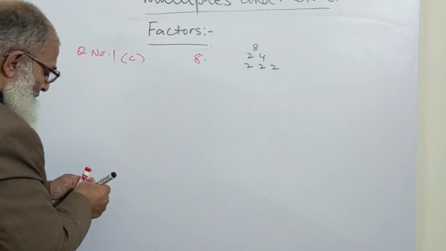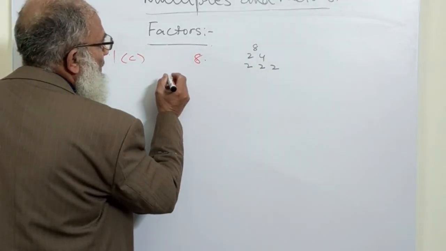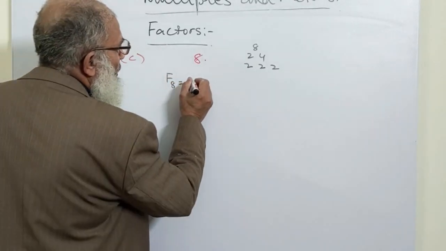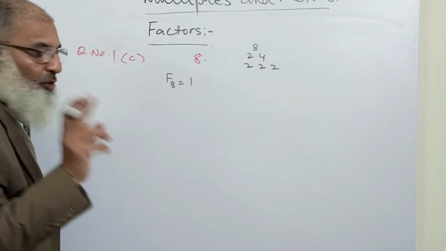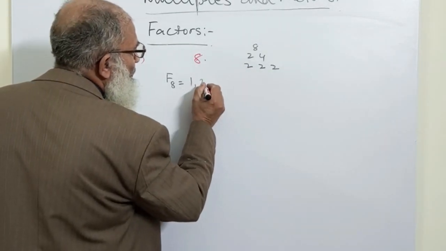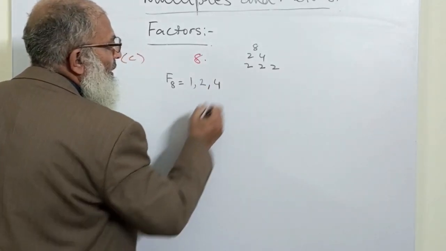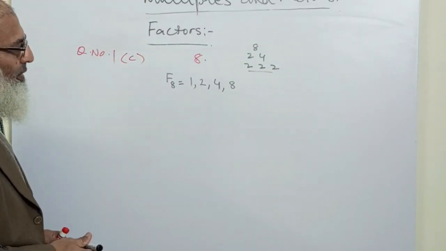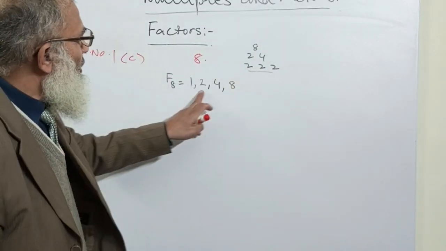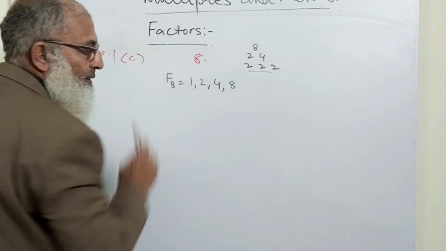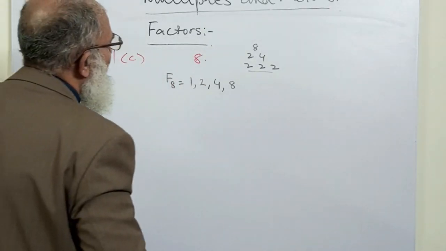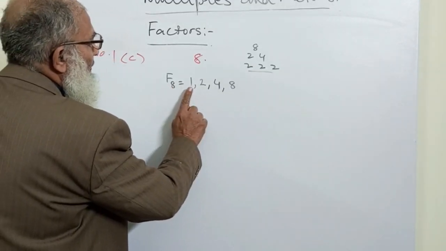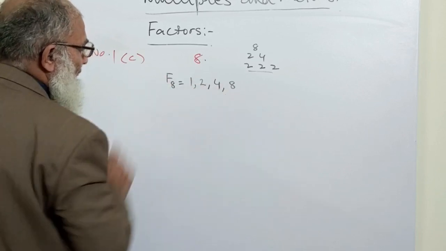How do we write it? We write F8 is equal to 1, the smallest, 2, 4, 8. We are not going to repeat these because we have already taken 2 once. So these are the factors of 8: 1, 2, 4 and 8.